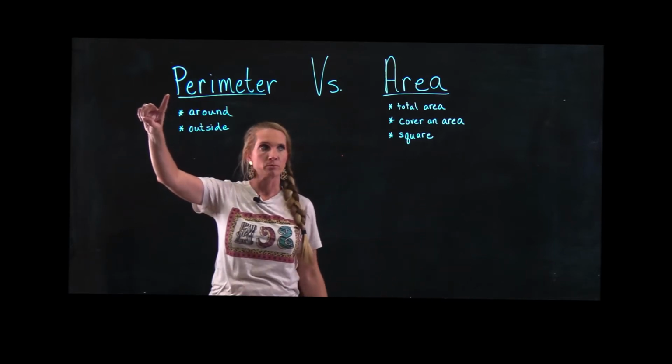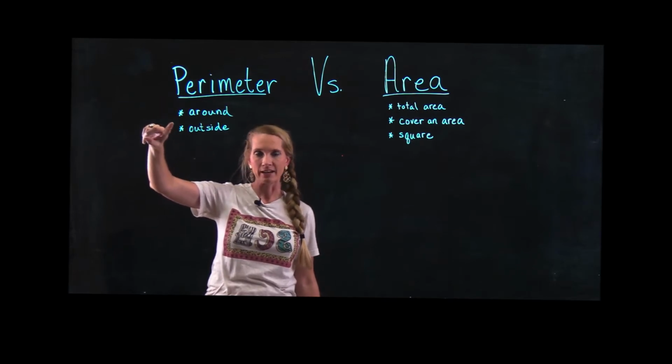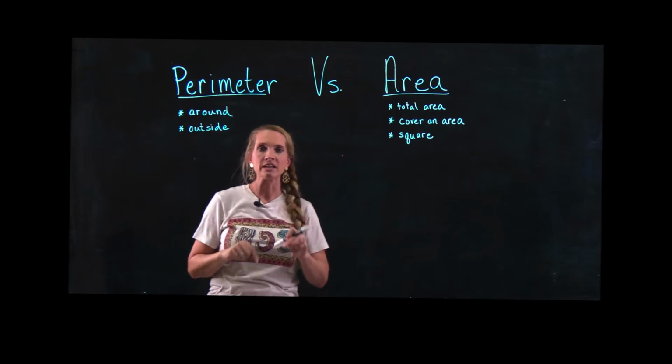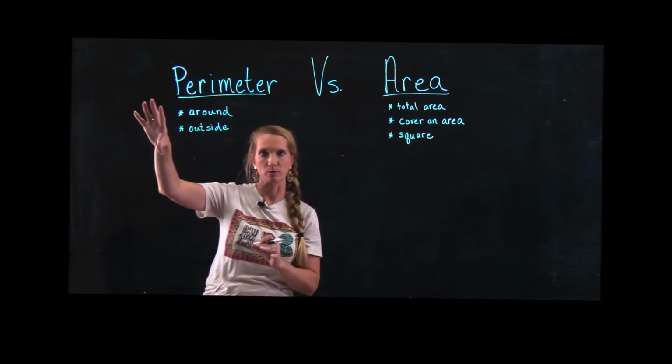So some of the key words for perimeter are "around," "outside," "the edge of," anything like that. You're going to look for those types of keywords to help you know that it's perimeter.